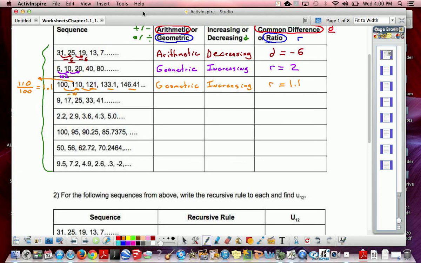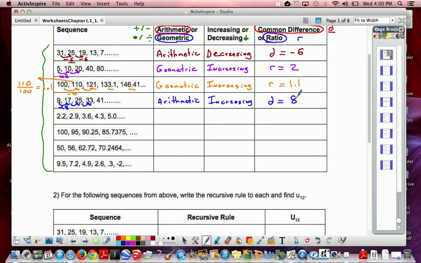All right, moving right along, we're going to move to the next one here. 9 to 17 to 25 to 33. Well, 9 to get to 17, I'd be adding 8. 17 plus 8 is 25, so this one is arithmetic. It was, again, going up. My common difference, since it's arithmetic, is 8.